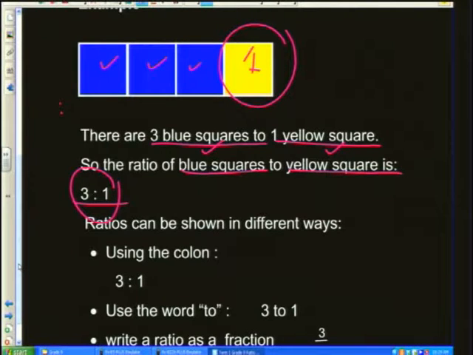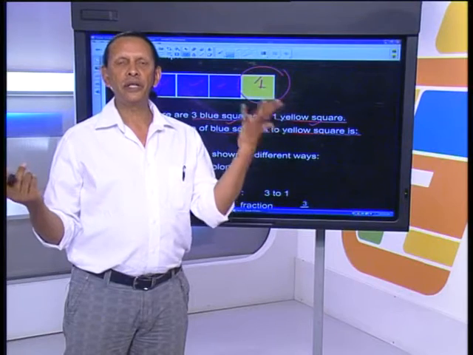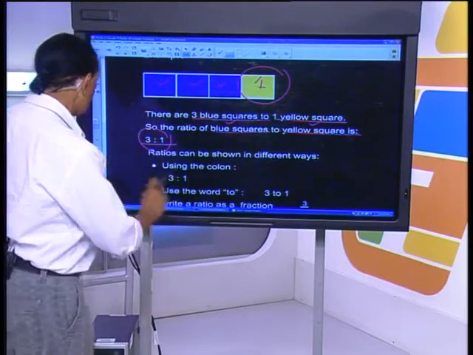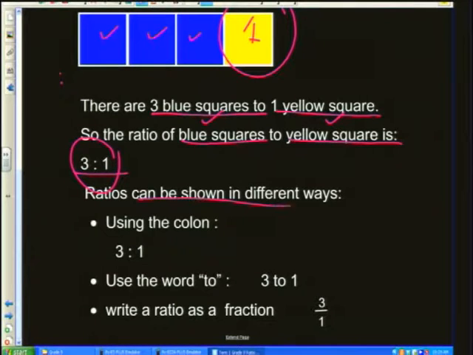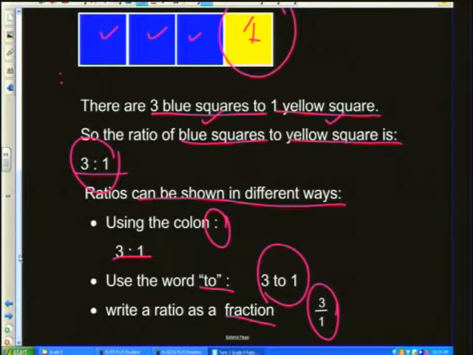And of course, we use what we call a colon, two dots, to represent 3:1. Are we clear on that now, guys? Right. Now, ratios can be shown in different ways. Like I said, we use a colon, 2 dots. So 3:1, we can say the word "to", because that is actually in the place of the colon. Or we can also write it as a fraction, 3/1. Okay, so be careful now.